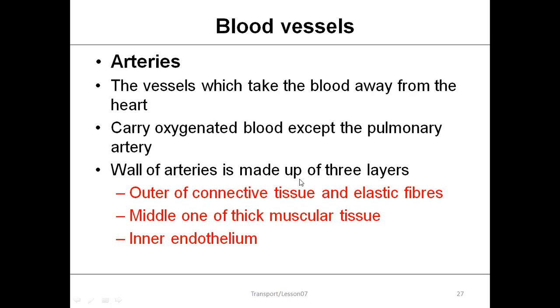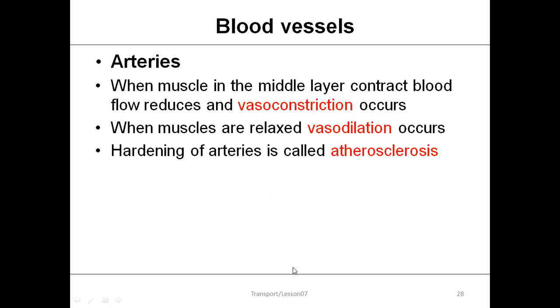The walls of the artery are made up mainly of three layers: the outer connective tissue and elastic fibers, the middle thick one which is the main muscular tissue, and the inner endothelium. And then we have the lumen. The lumen of the artery is less than the lumen of the vein. When the artery in the middle layer contracts, blood flow reduces and vasoconstriction occurs. जब middle layer contract करती है तो artery जो है उसका size reduce हो जाता है, that is known as vasoconstriction.